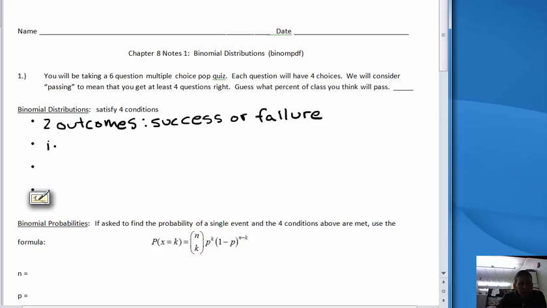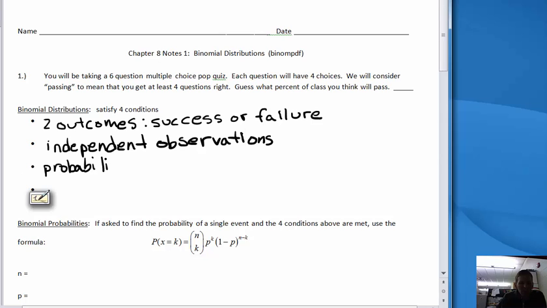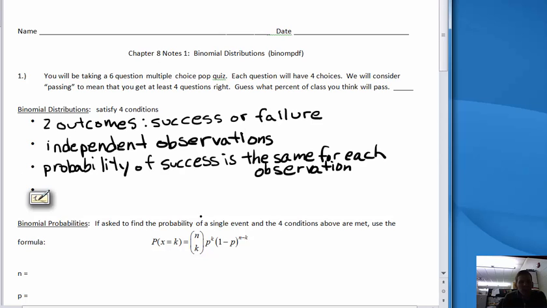Secondly, independent observations. We're assuming what happens on one trial has no impact on what happens on the next trial. The third condition is that the probability of success is the same for each observation. This means that the probability does not change from trial to trial. And the fourth condition is that there are a fixed number of observations. We will know at the beginning of the problem how many times we're repeating some particular experiment.